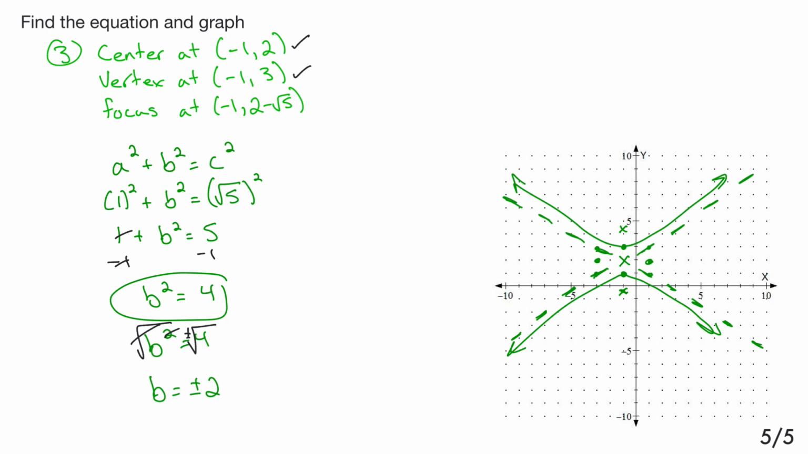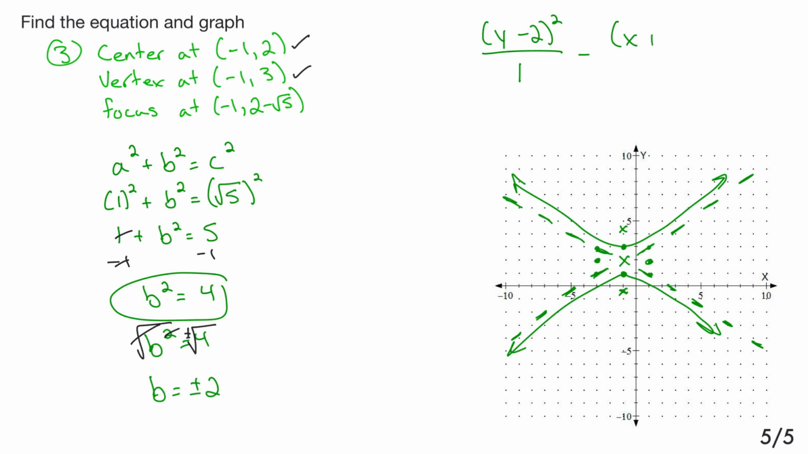I know the y term is going to be first because it opens up and down. So it's going to be the quantity of y, and we've gone up 2 for our center. So we're going to go minus 2 quantity squared over the distance from our center to our vertex, which is 1. So that's our a value. So a value squared, 1 squared is 1. Minus the quantity of x, and we've gone left 1 to get to our center.